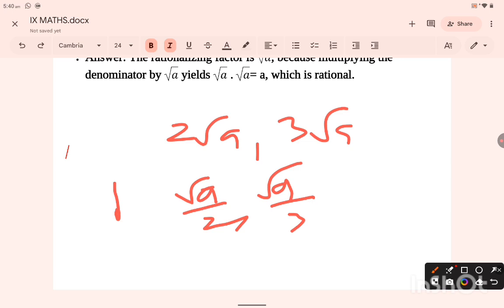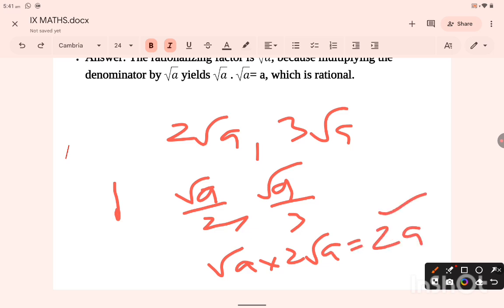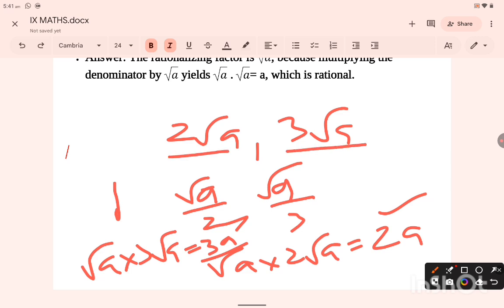Because root a into 2 root a is equal to what is the answer? 2a. Here 2a is a rational number. Root a into 3 root a is equal to 3a. This is a rational number. So the rationalizing factors of root a are 2 root a, 3 root a, root a by 2, root a by 3, 5 root a, and so on. All these are known as the rationalizing factors of root a.